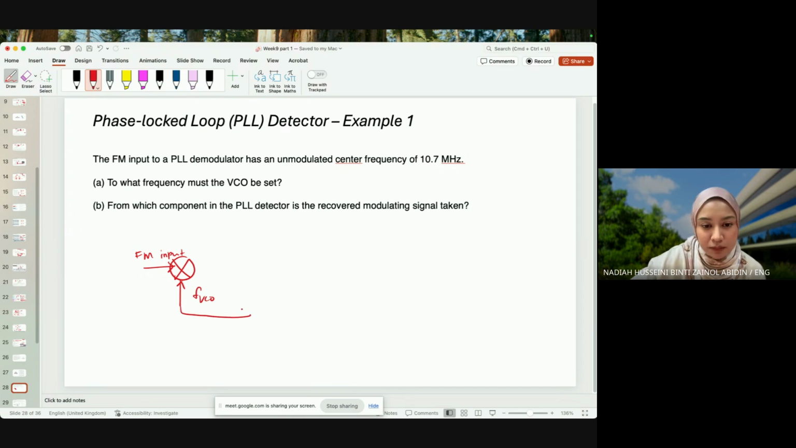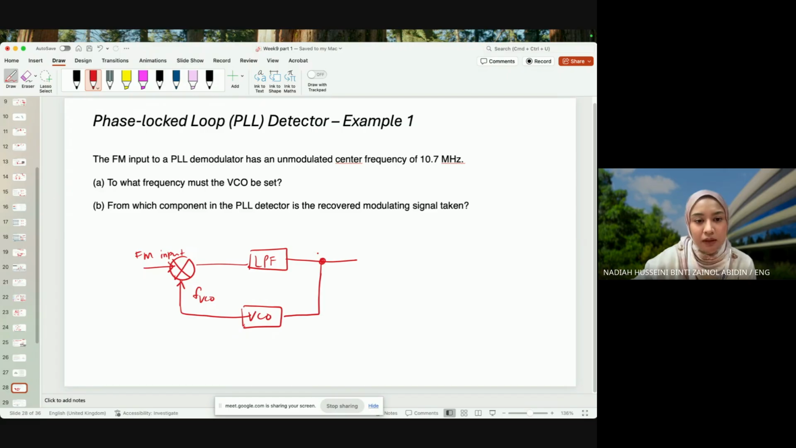Okay, FVCO comes from VCO, obviously. And then we have LPF. Okay, LPF is connected here. And then we have our recovered signal.